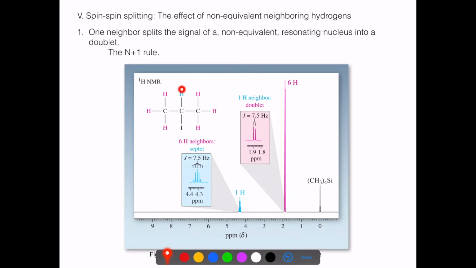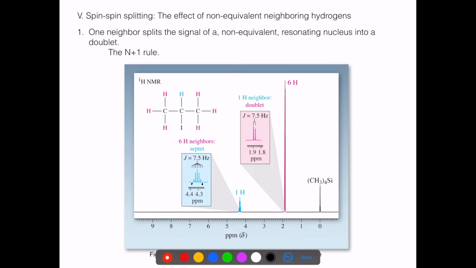The same thing occurs with this blue hydrogen. It's within 3 chemical bonds of 6 non-equivalent hydrogens. So N is 6, 6 plus 1 is 7, and so its signal is split into 7 peaks, which, if we blow this up, occurs right here. It might be a little challenging to count all 7 of these, but I'll try to point out that on the outside, right above the black dot I've made, are these little tiny peaks.